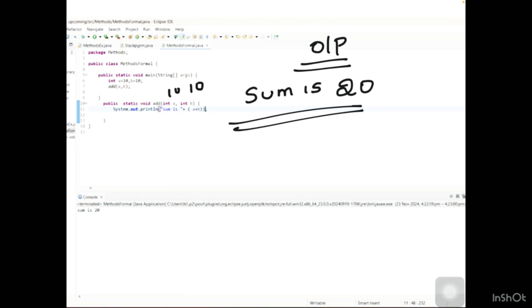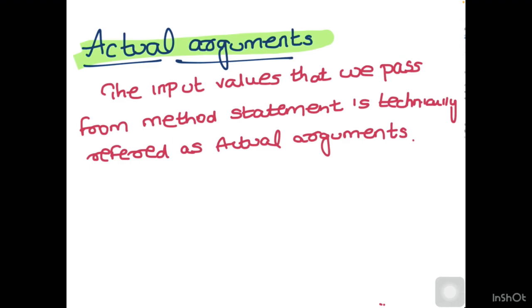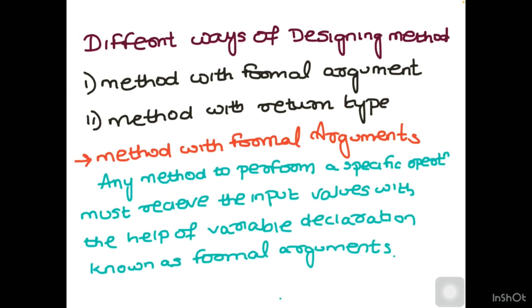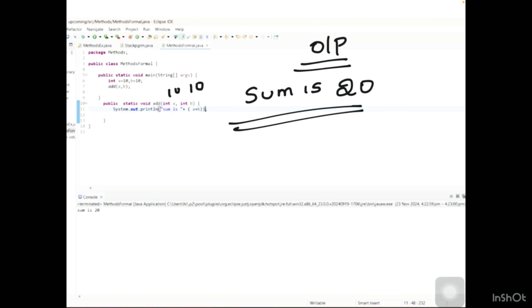So the implementation we have is system.out.println sum is a plus b. 10 plus 10, 20. So the output would be sum is 20. See here, this is the actual arguments and the formal arguments. Formal arguments accept the values from the actual arguments. By getting those values, we can perform the operation. I hope you understand. Once go through the definition. A method, to perform a specific operation, must receive the input values with the help of the variable declaration, right?